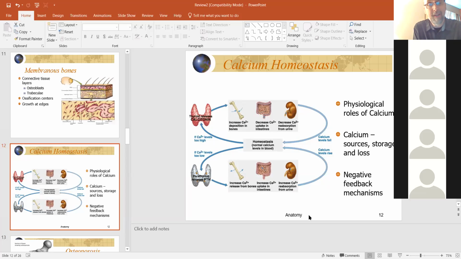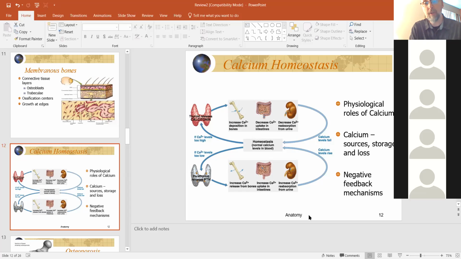I always remember calcitonin, and that calcitonin puts calcium into the bone. And so that means it's decreasing calcium in the blood. And at the same time, it will decrease calcium in the blood by affecting the intestine so that it's less able to take up calcium, and the kidney will be more able to excrete it.